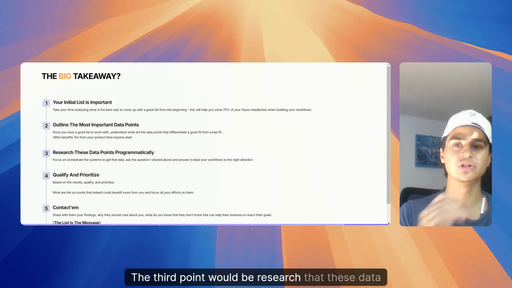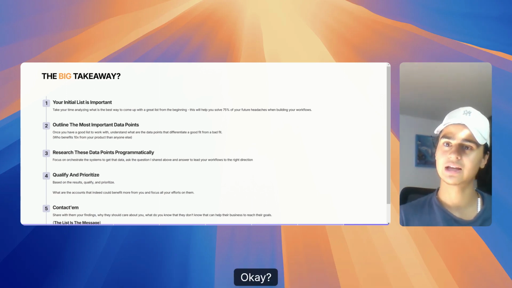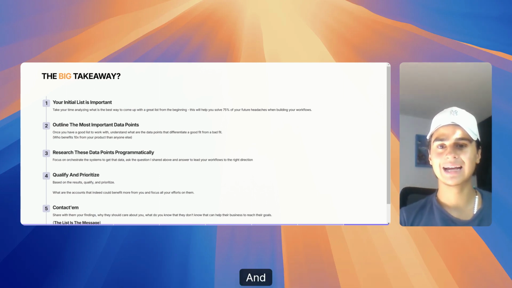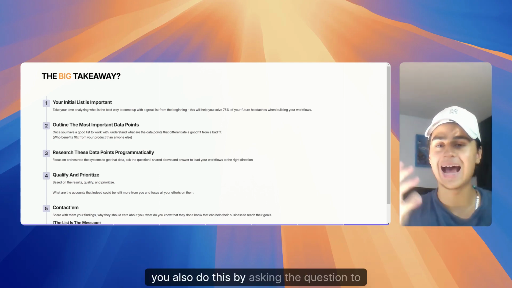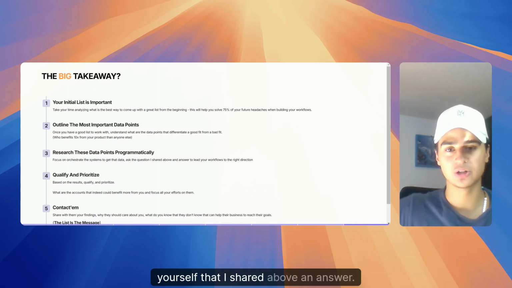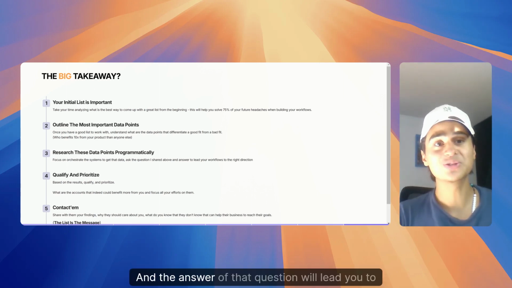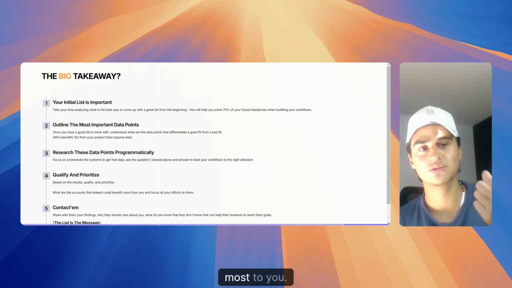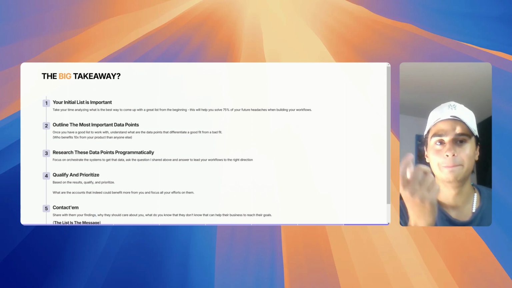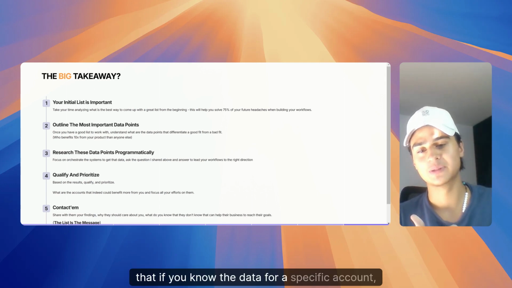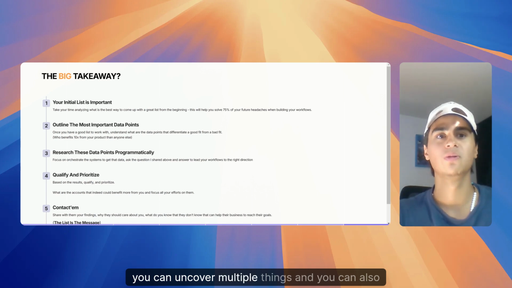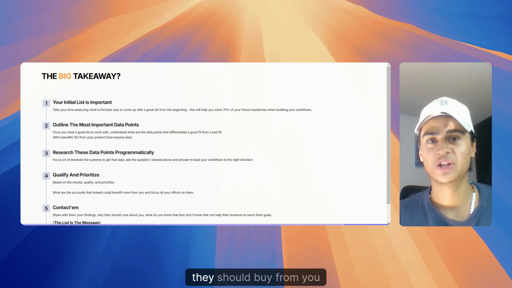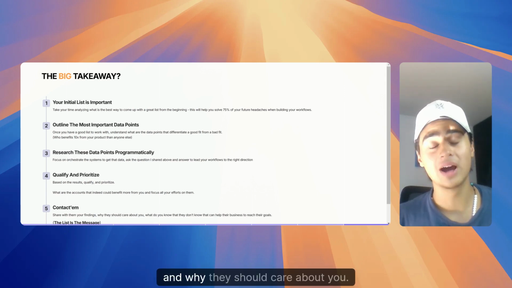The third point would be to research these data points programmatically. You focus on orchestrating the systems in Clay to get the data, and you do this by asking yourself the question I shared above and answering it. The answer to that question will lead your workflows in the right direction, because now you have the data that matters the most to you. If you know that data for a specific account, you can uncover multiple things, including the reasons why they should buy from you and why they should care about you.